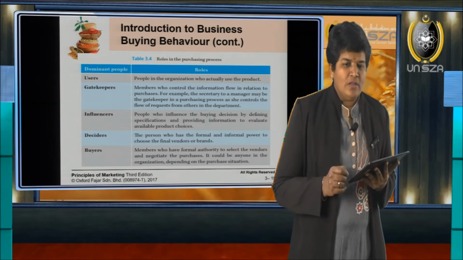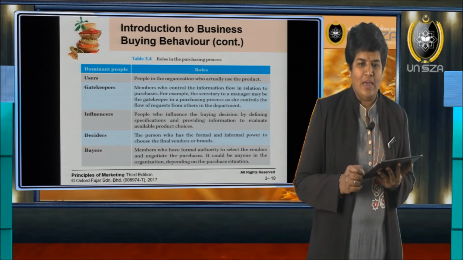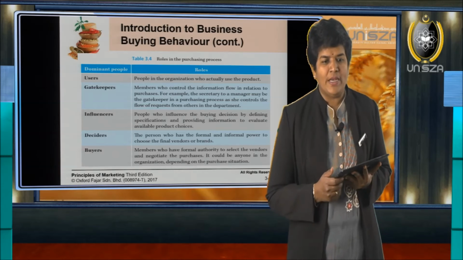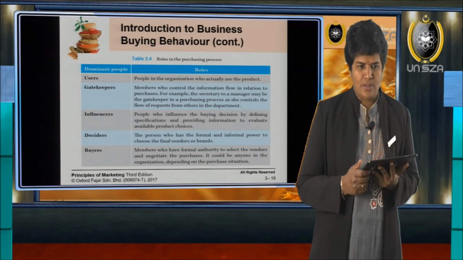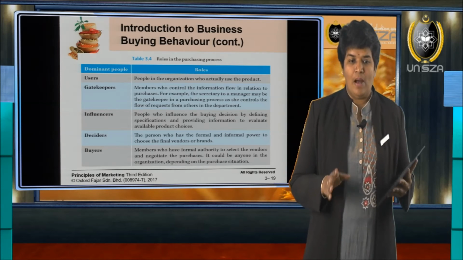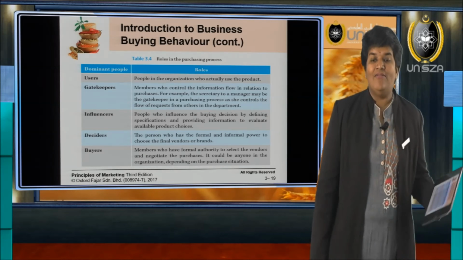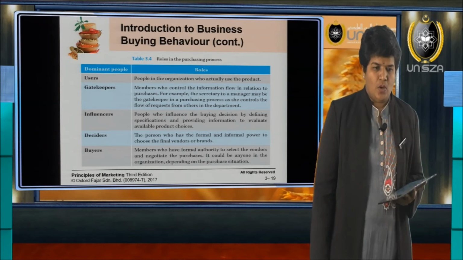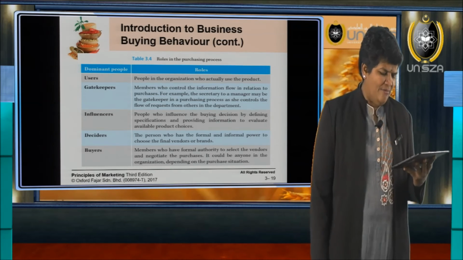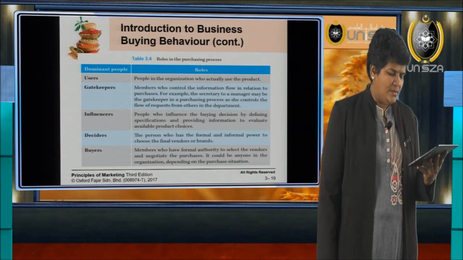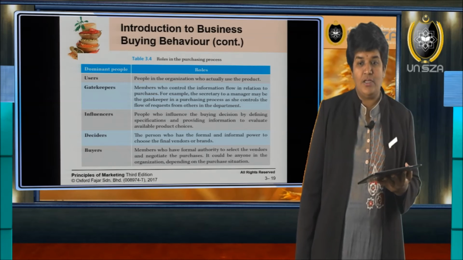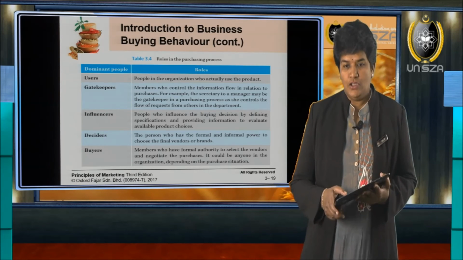Influencer: people who influence the buying decision by defining a specification and providing information to evaluate available product choices. Deciders: the person who has the formal and informal power to choose the final vendors and brand. Buyers: members who have formal authority to select the vendors and negotiate the purchase. It could be anyone in the organization depending on the purchase situation.